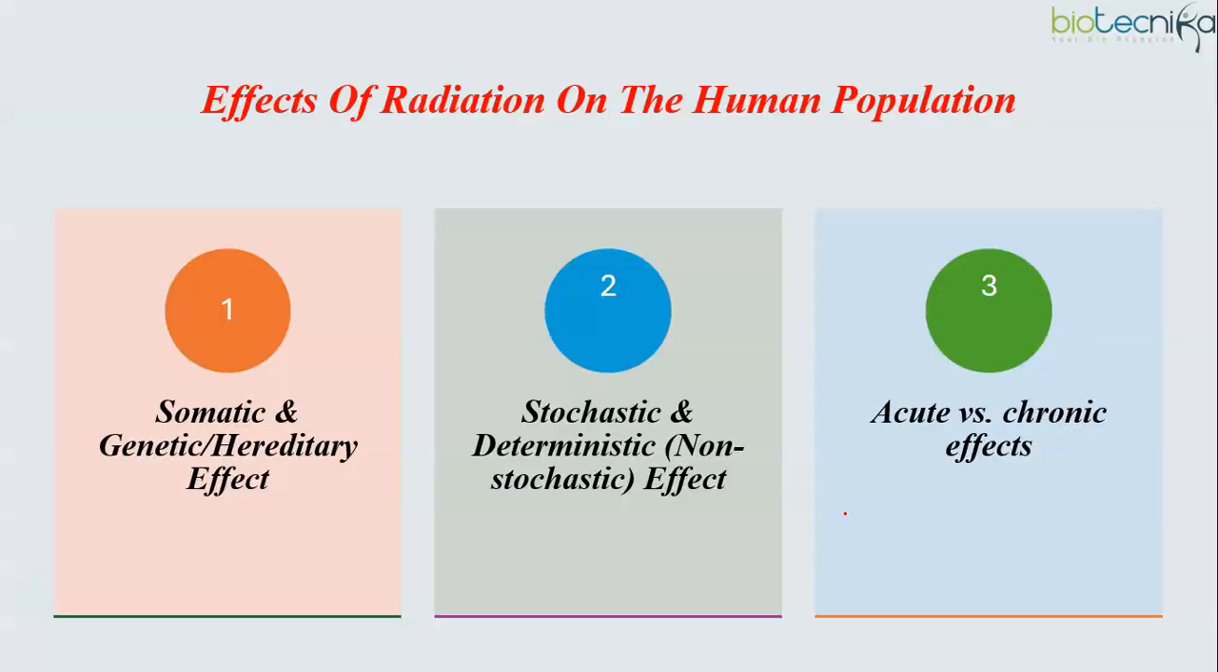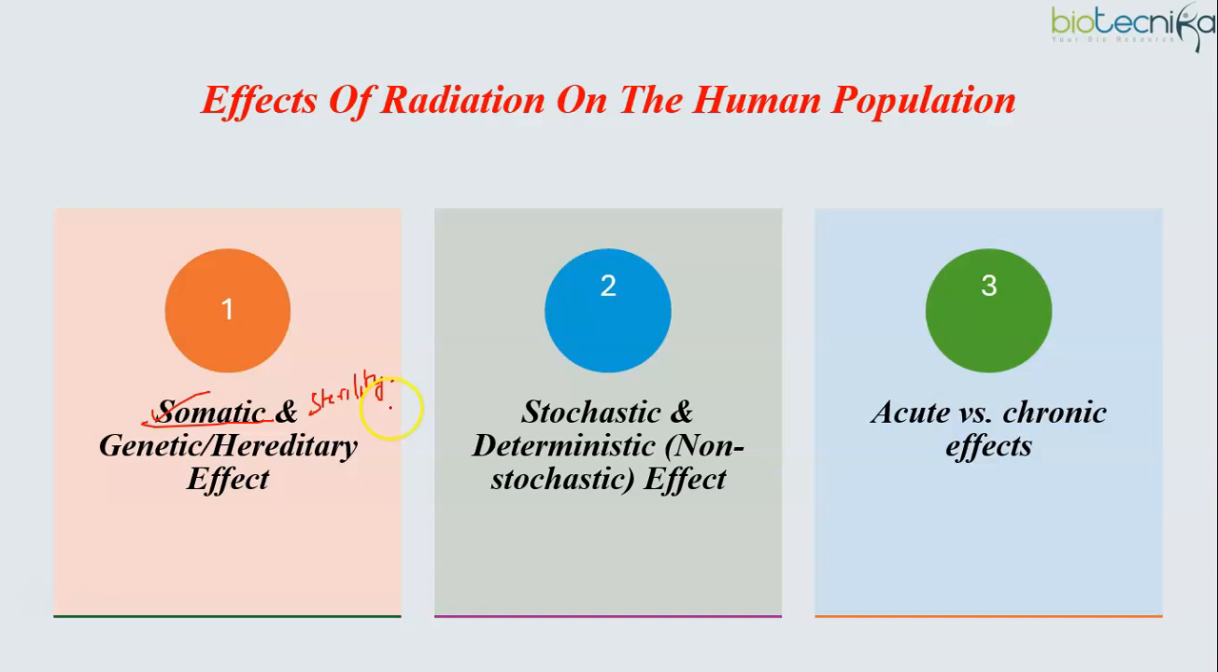Now let's have a look at the effect of radiation on the human population. The effect of radiation on the human population can be classified as either somatic or genetic. Somatic effects are harm that exposed individuals suffer during their lifetime, such as radiation-induced cancer, that is carcinogenesis, sterility, opacification of the eyelids, and life shortening.